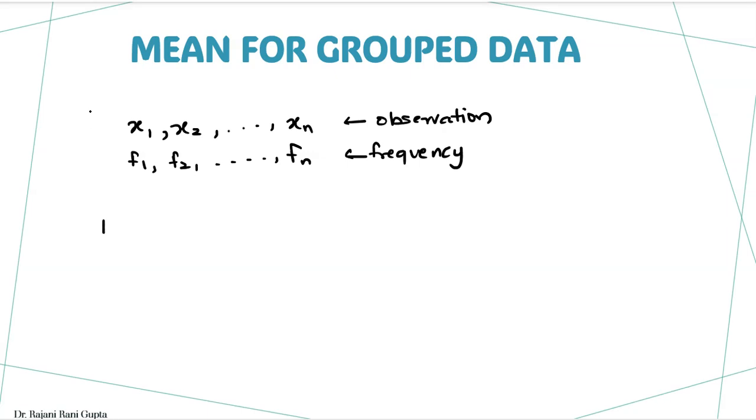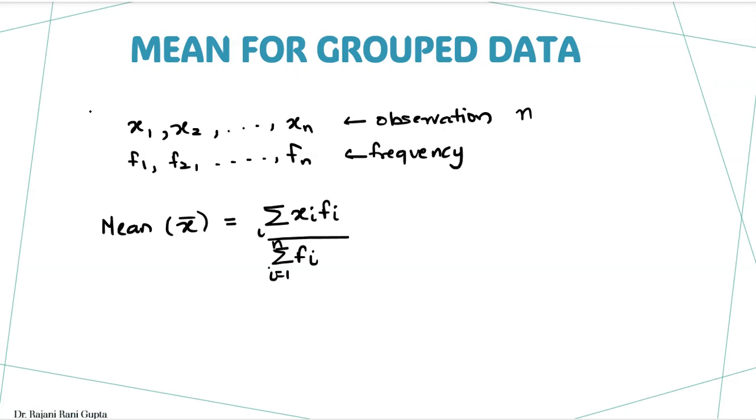In this case, the mean, again denoted by x bar, is given by the summation of the product of the observation and the frequency over the sum of the frequencies. Since we have n observations, i varies from 1 to n. Let's understand this with the help of an example.